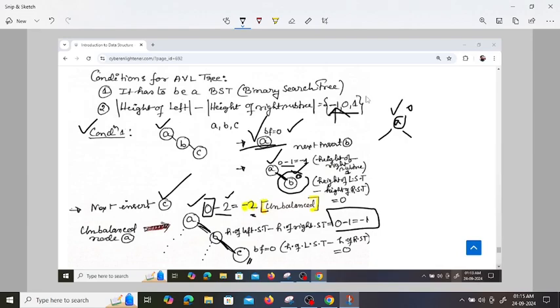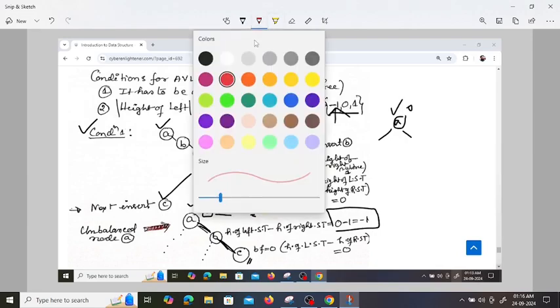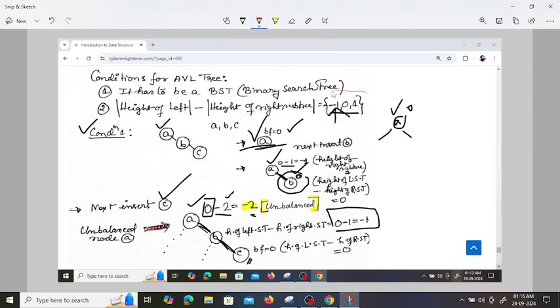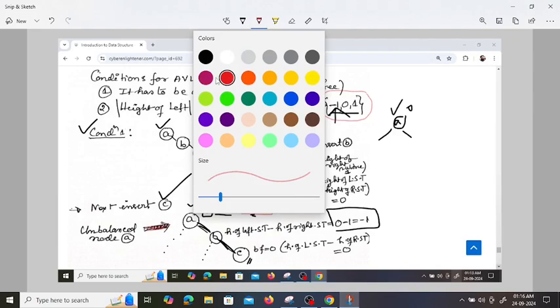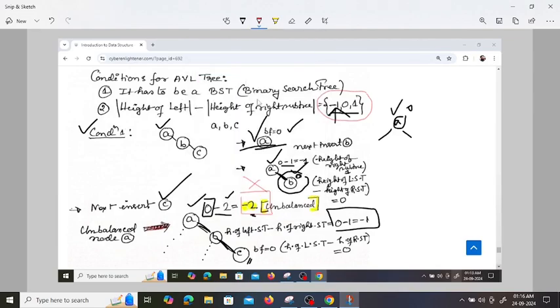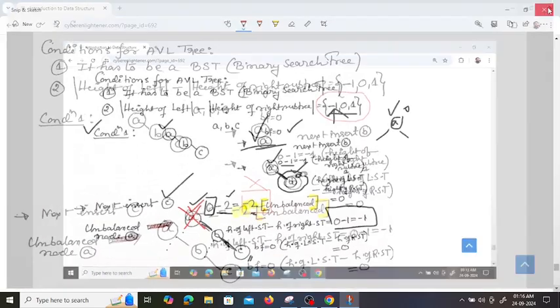Once it is minus 2, it goes beyond this range, which is minus 1, 0 and 1. So once it is minus 2, the balance factor will be compromised. That means it is no longer a balanced tree. This node will be violated. So this is an imbalanced node, and we have to do something about it. You have to make it balanced.